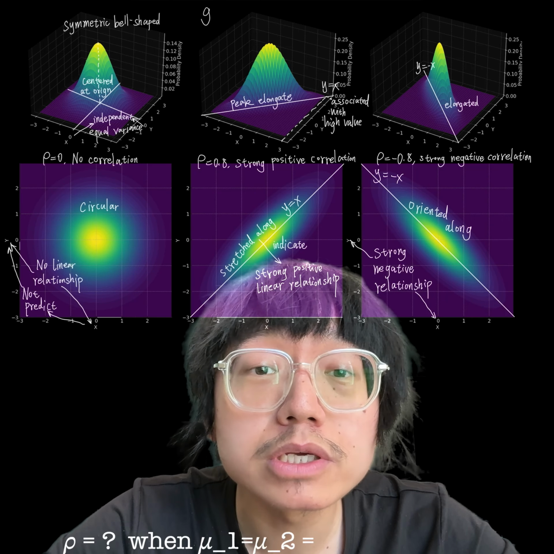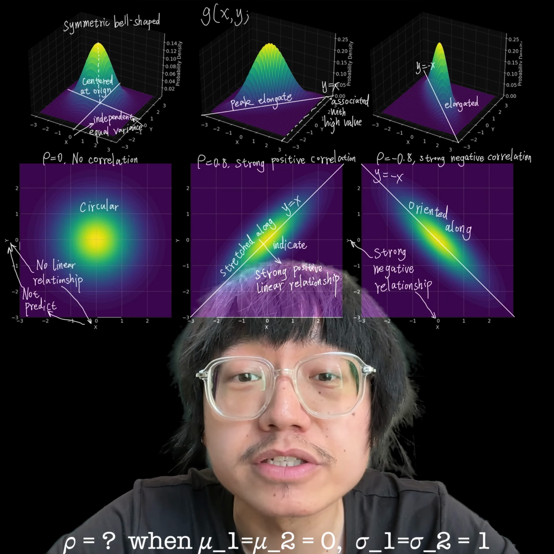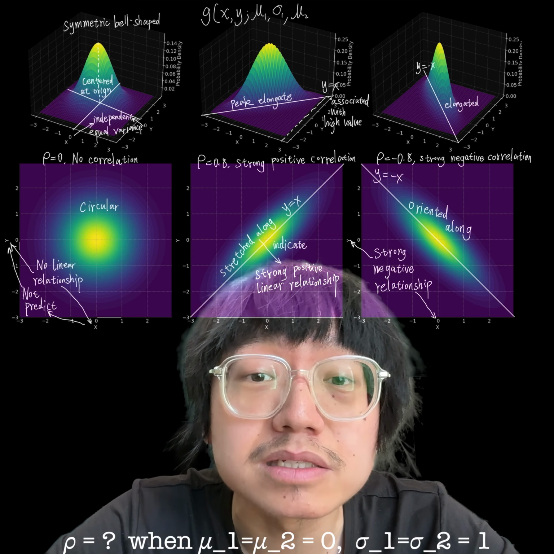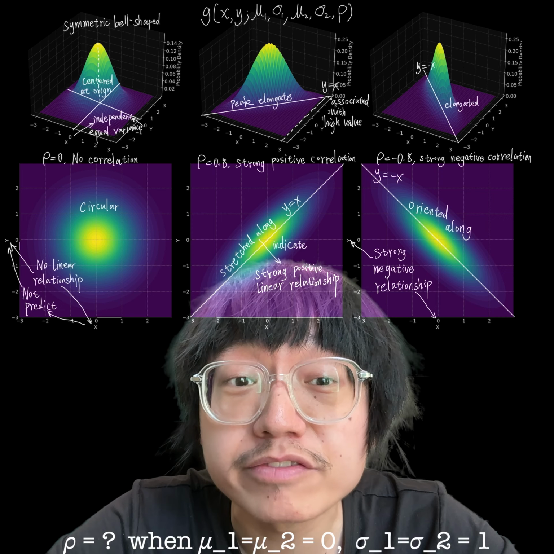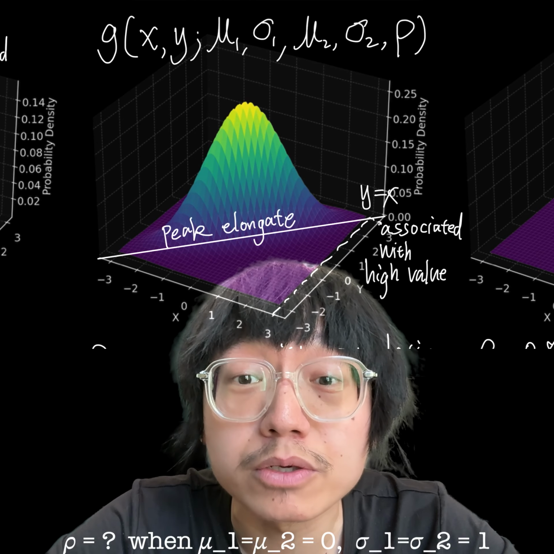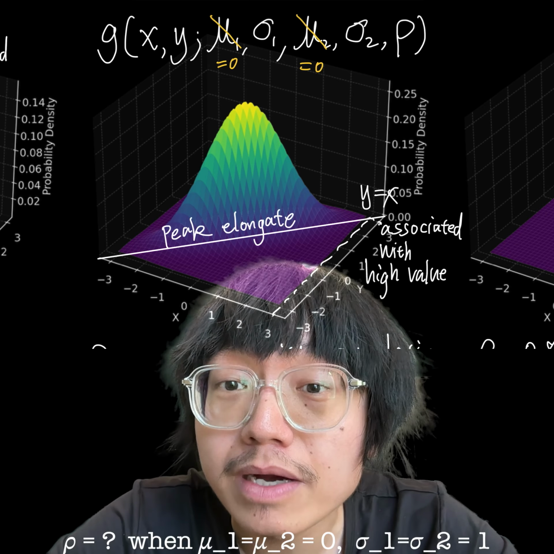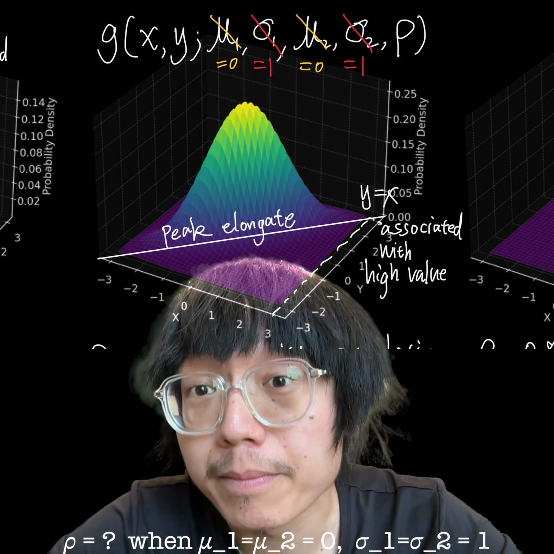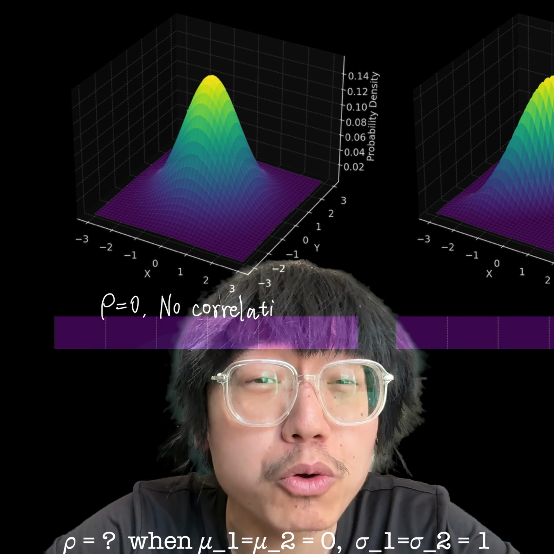Let's talk about how the correlation coefficient rho affects the shape and orientation of the bivariate normal distribution while keeping the other variables constant. We plot both the 3D probability density function and their corresponding contour plots. And we assume the means mu are both zero and the standard deviations sigma are both 1. First, when rho is equal to 0, that means there's no correlation.